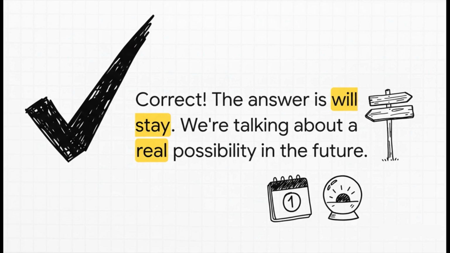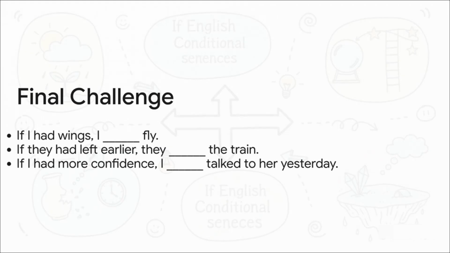You're doing great. And now for the final rapid fire round. Three sentences coming at you. How would you finish them? If I had wings, I blank fly. Next, if they had left earlier, they blank the train. And last one, if I had more confidence, I blank talked to her yesterday.